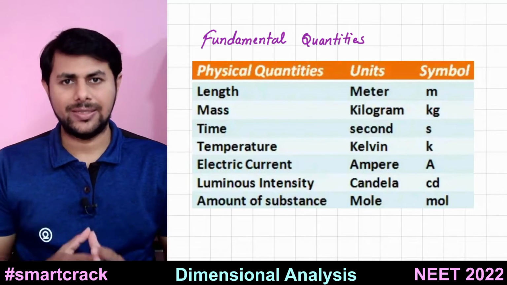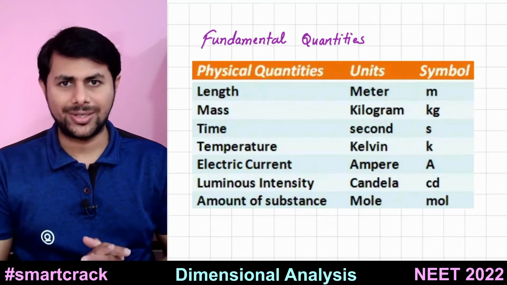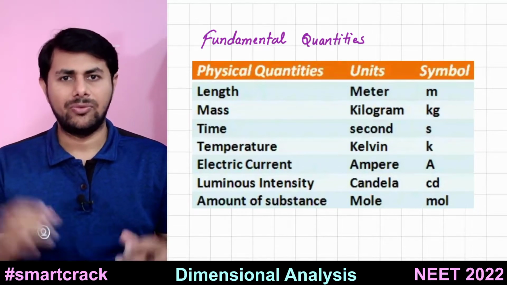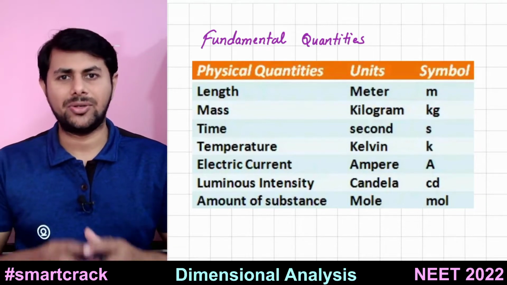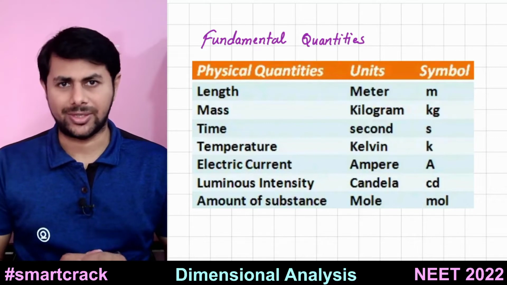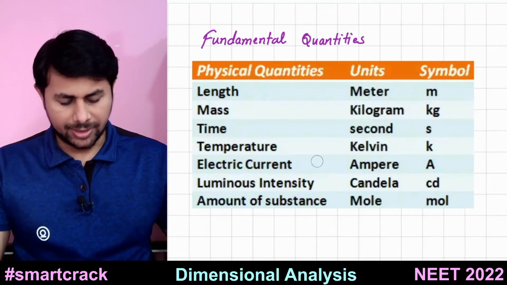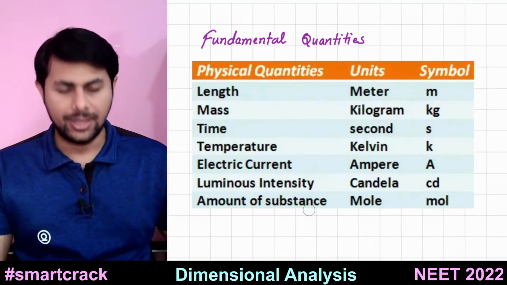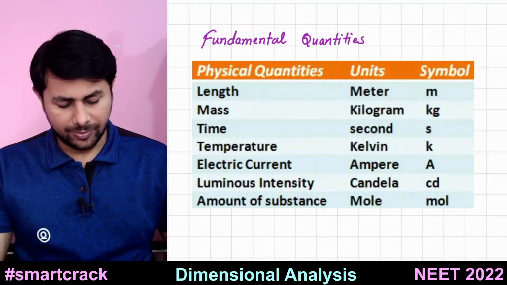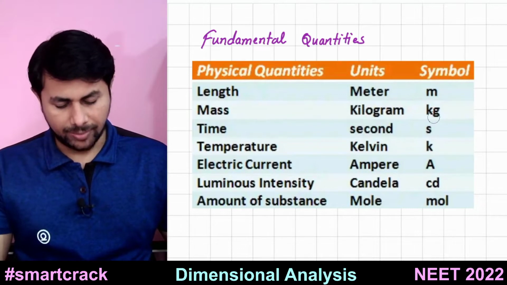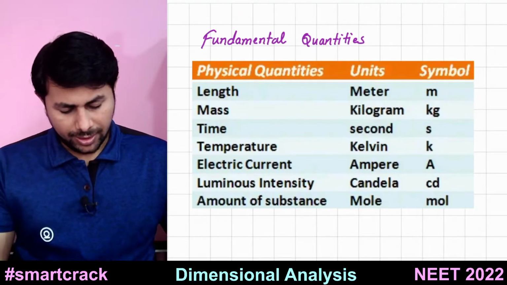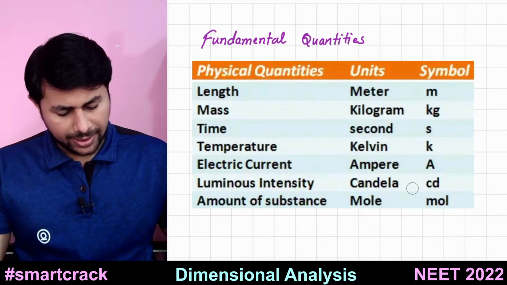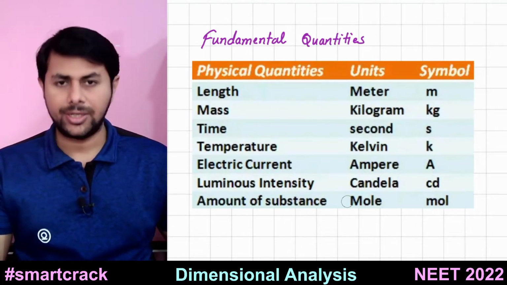So we know in physics, there are seven fundamental quantities. What are fundamental quantities? The quantities for which we fix the units based upon measurements, and then we use those units to determine units of all other physical quantities, which we call derived quantities. All right. So there are seven fundamental quantities: length, mass, time, temperature, electric current, luminous intensity, and amount of substance. Their units are meter for length, then kilogram for mass, second for time, then Kelvin for temperature, ampere for the electric current, candela for luminous intensity, and mole for the amount of substance.